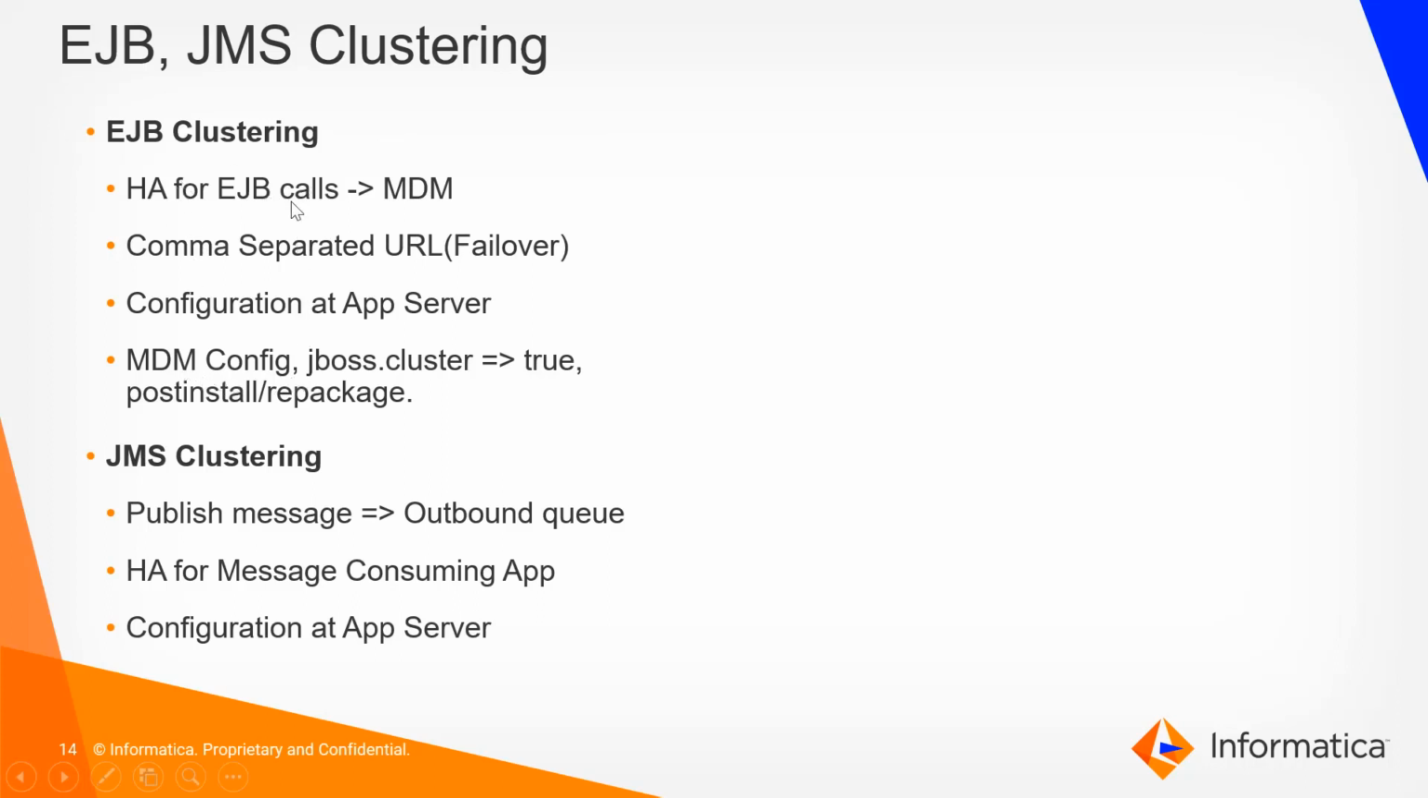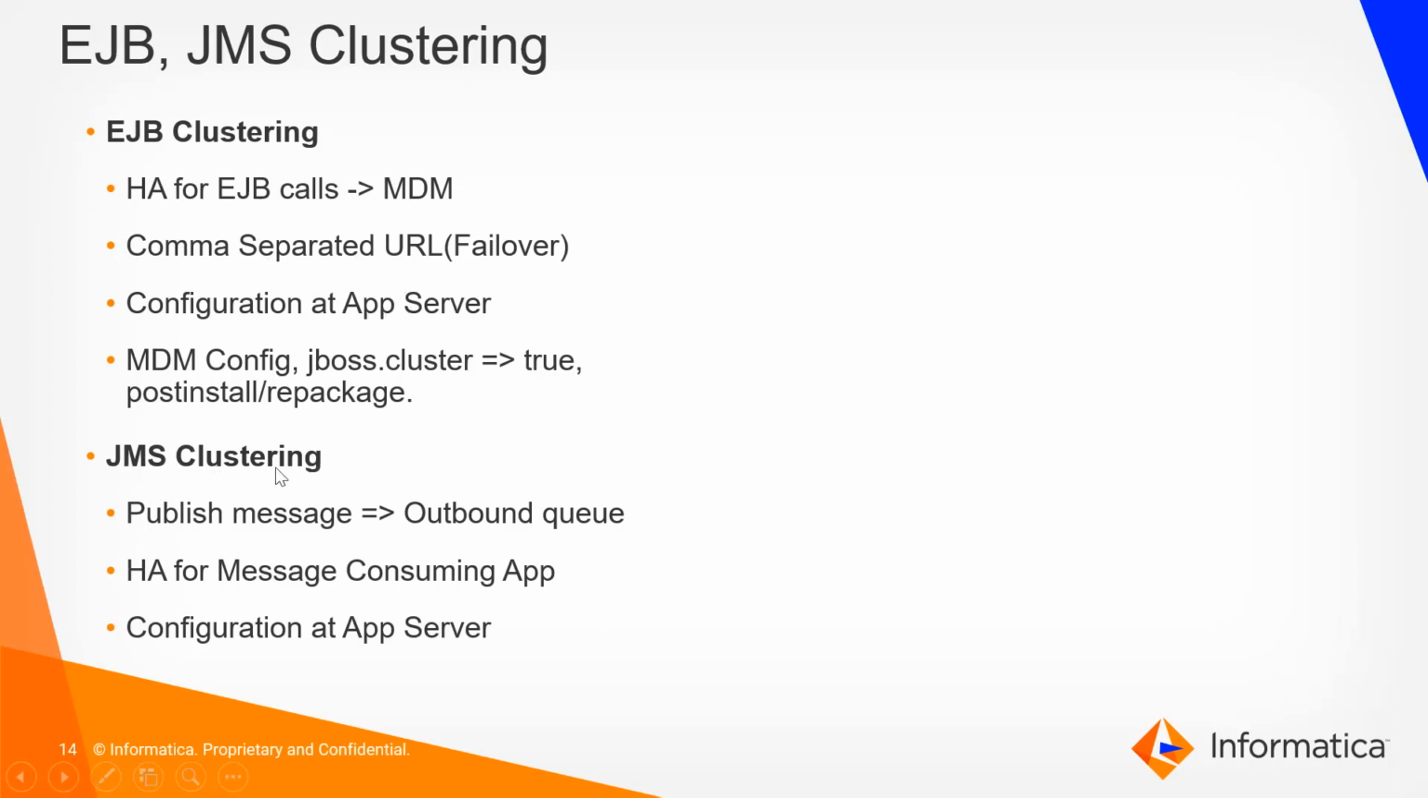Now, once you are clustering the EJB at the app server level, then at the MDM configuration level, in the CMX server properties, you have to set jboss.cluster to true, and you have to run the post-install or repackage and redeploy the EAR files to the application server, so that our MDM EJBs are also clustered and make use of the EJB clustering feature which the app server provides.